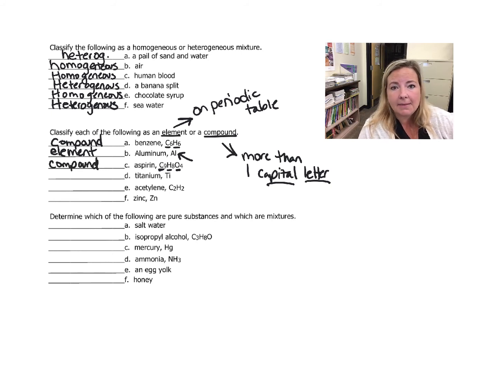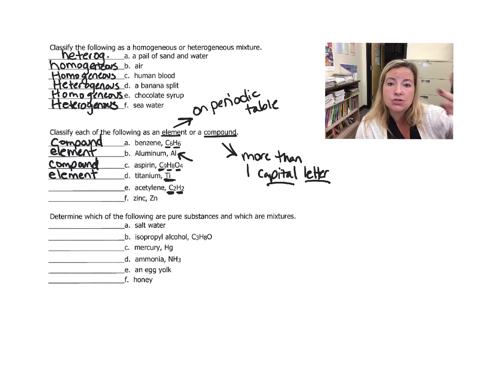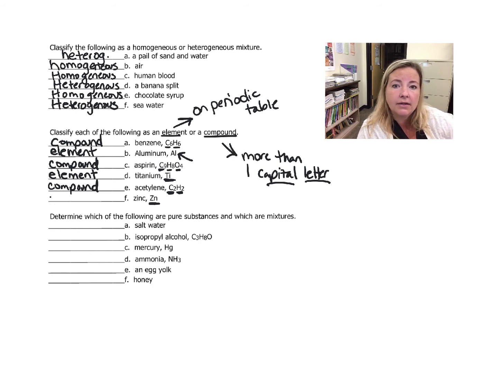Letter D, titanium. The symbol for titanium is a capital T with a lowercase i. Again, every symbol of an element will have one capital letter in it. So if we look at the symbol for titanium, we can see that there's just one capital letter. This is just one single element. Letter E, the formula for acetylene is capital C2, capital H2. So we can see again that we've got two different elements there. So that is going to be a compound. And letter F, zinc, the symbol is capital Z with a lowercase n. We've got one capital letter in this symbol, and that helps us identify that this is just a single element.